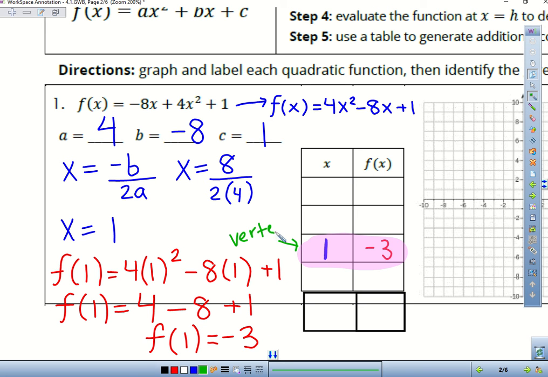And the vertex is where the graph turns around. It changes its direction, okay? So once you find the vertex, this is where you know where to put the rest of the values into your table. So the easiest way to do the table is to go back 2 values and forward 2 values. So what's 1 smaller than 1? 0. What goes here?